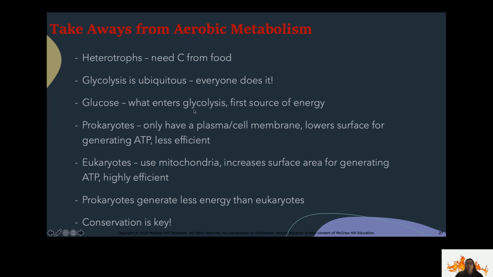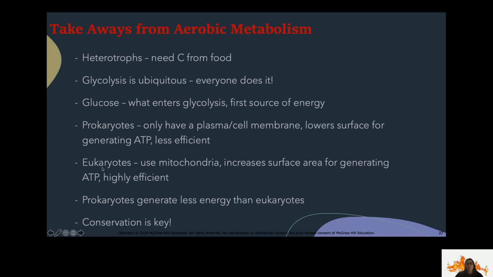Glucose is what enters glycolysis and serves as the first source of energy. Then remember that this will lead to this downstream pathway where ATP is generated. If prokaryotes are performing these processes, they only have the surface of their plasma membrane in order to do the electron transport chain. Their lower surface area means they generate slightly less ATP and they're less efficient. So they really have to conserve their nutrients.